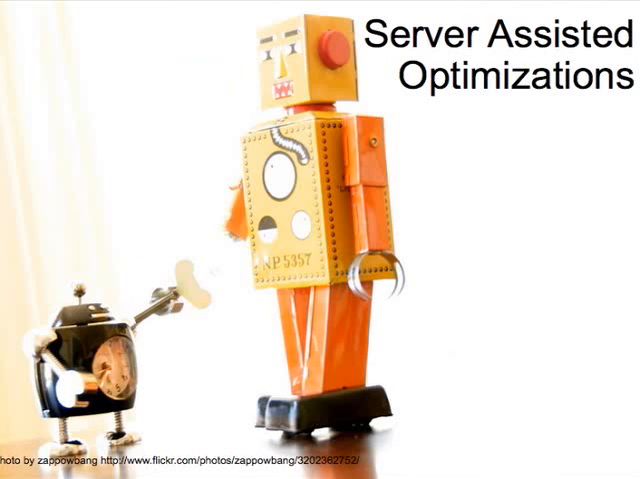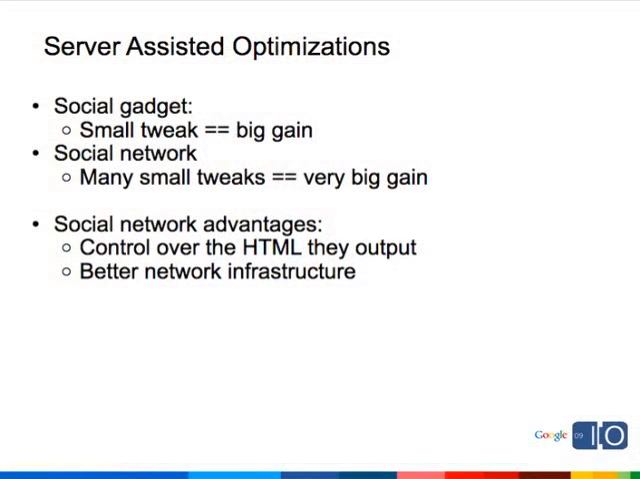Beyond normal web optimizations, what are the optimizations that you can do because you're actually running on a social network? So things that the network servers are actually going to help you out with. There's certainly a good reason why they would want to help you out: if you have a social gadget and a small tweak will make a significant impact on your revenue, and you're a social network, you get the aggregate benefit of all of those tweaks. So if you can force some of them to happen, then obviously, it's in their best interest, even more so.